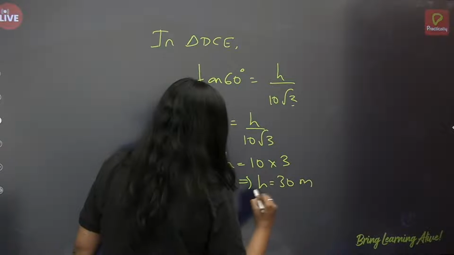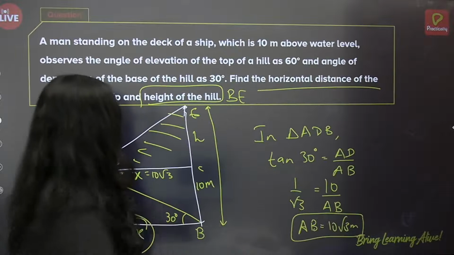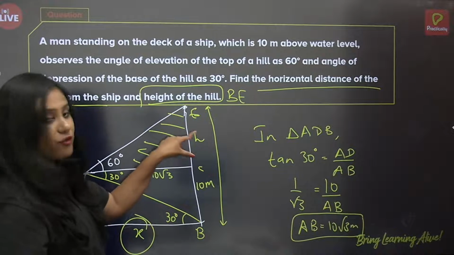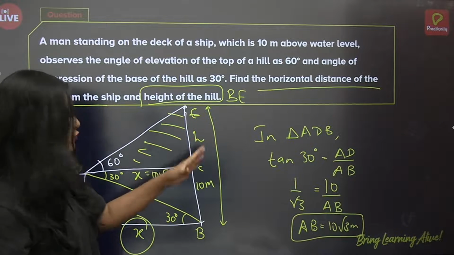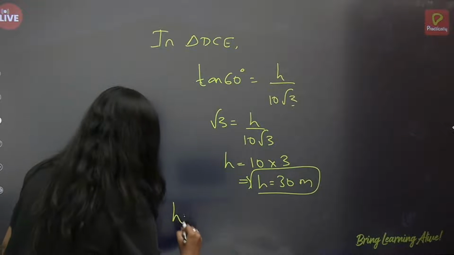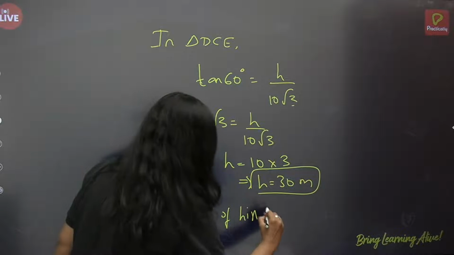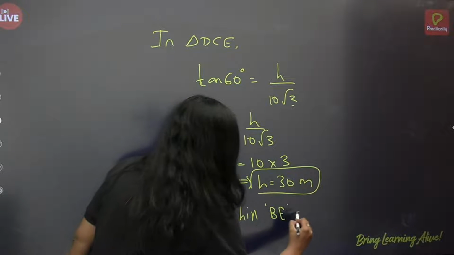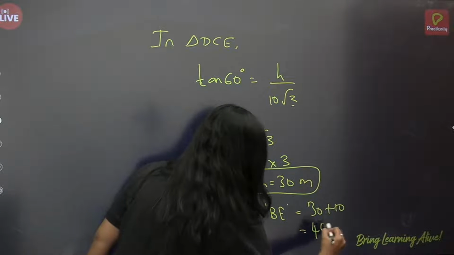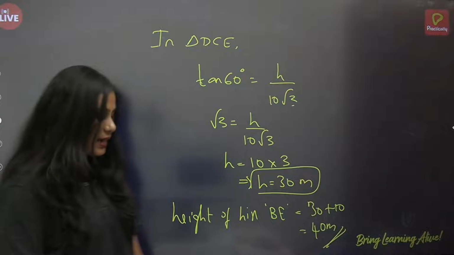Now, please do not stop your answer here because they are asking us the height of the hill, that is BE. But we just got the value of H. To find the height of the hill, we have to add H plus 10. So the height of the hill, that is BE, correct, is equal to 30 plus 10, that is 40 meters. So we got the height of the hill as well, right?